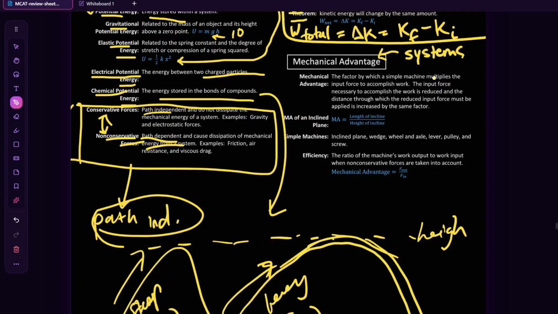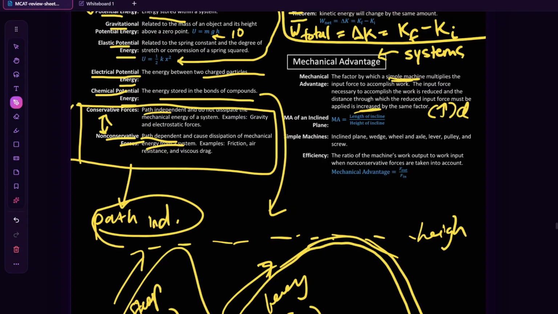Remember this, that I said this about simple machines: the input force necessary to accomplish the work is reduced, and the distance through which the reduced input force must be applied is increased. So you have to increase the distance. The machine can't create energy out of nowhere, but what it's doing is increasing the distance so that the force the person would need to apply is less.